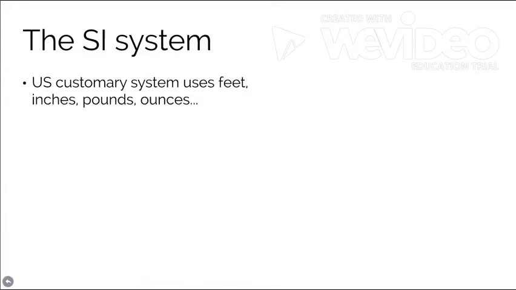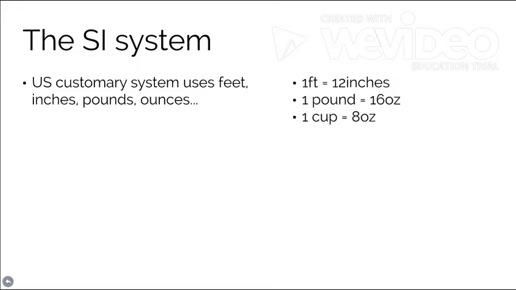So now the system that we use, that we are familiar with, is called the U.S. customary system. It borrows a lot of things from the imperial system that the British used, but it's not exactly the same. That's why we have a separate name for it. But you're familiar with this one. We use feet and inches for length. We use pounds and ounces for weight, right? And so you're familiar with all these conversions. There's 12 inches in 1 foot. There's 16 ounces in a pound, and there's 8 ounces in a cup.